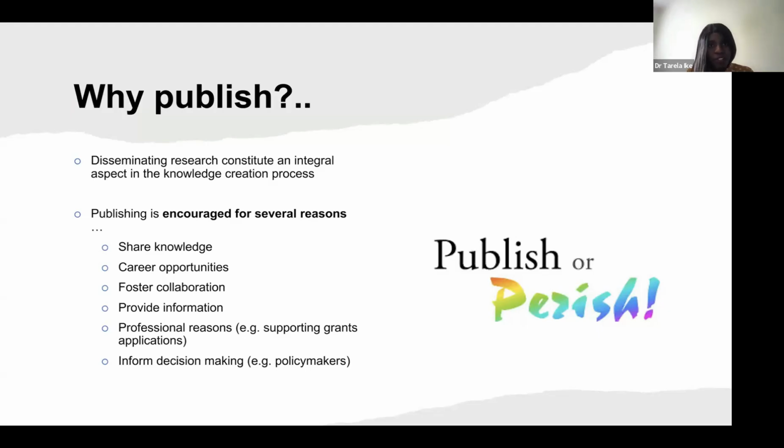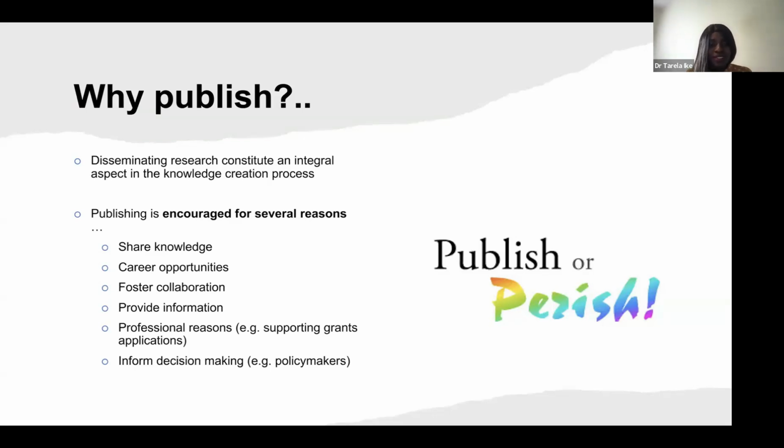And then providing information is very, very key: what has been done before, what gaps remain, and all of that. If people are not publishing, how do we know what has been done before and what remains to be done? So publication does provide that insight to see the length of work and the breadth of work that has been done and what gaps remain.